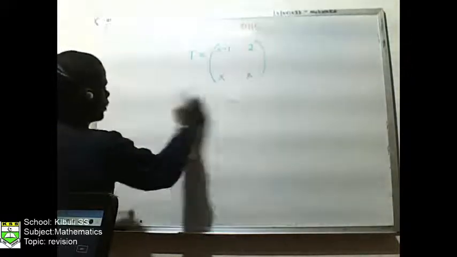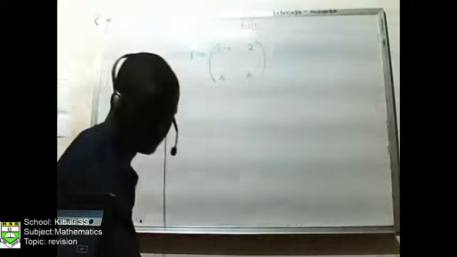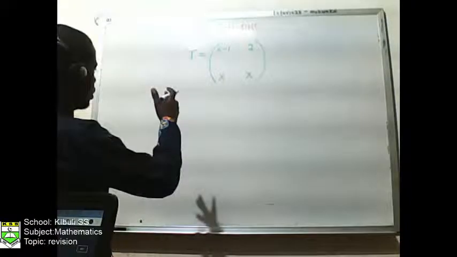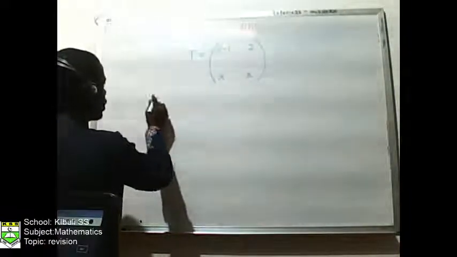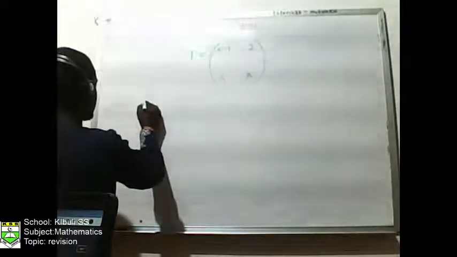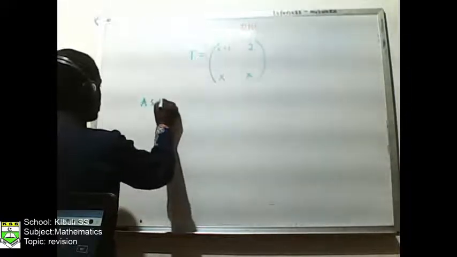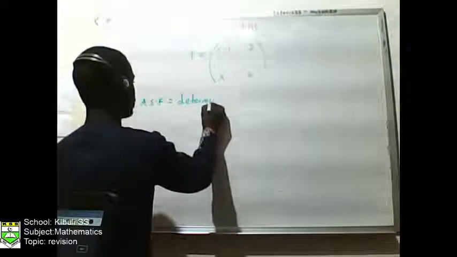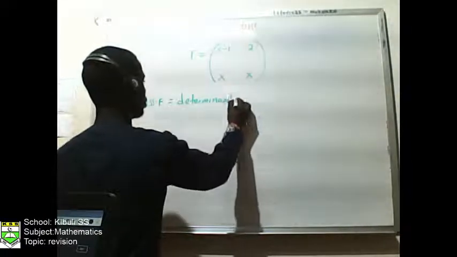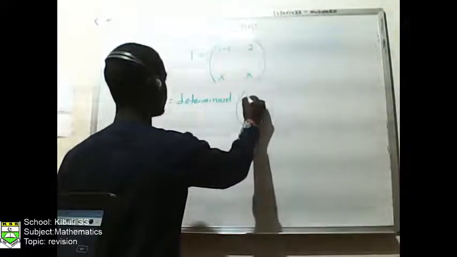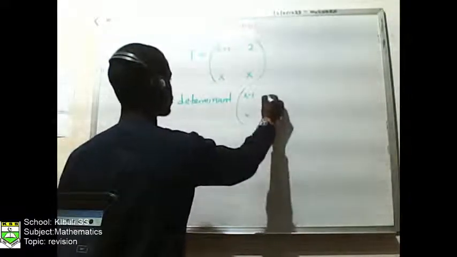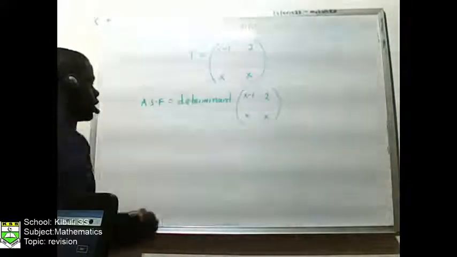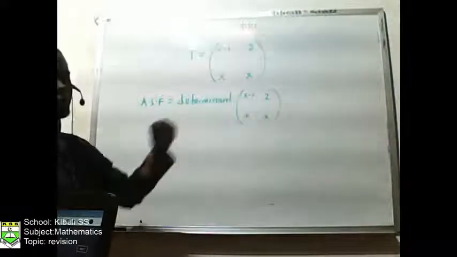So here I'm basically going to look at the area scale factor, which is equal to area of the image over area of the object. The area scale factor is equal to the determinant of the transformation matrix here. So the transformation matrix is that one. So the area scale factor is equal to the determinant of this.